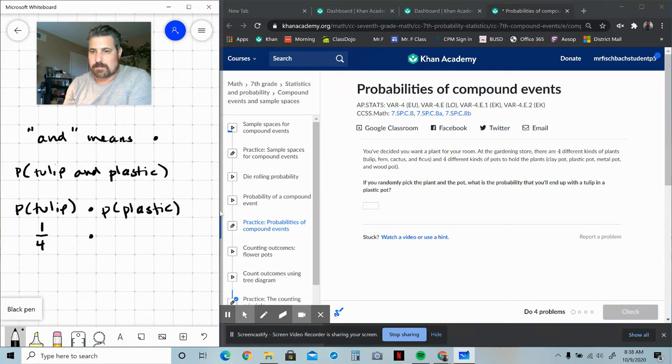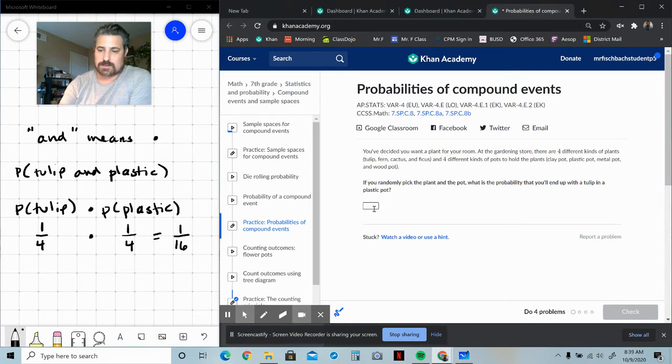And there are how many different types of pots? It says there are 4 different kinds of pots: the clay pot, plastic pot, metal pot, and wood pot. So that's also a 1 out of 4 chance of getting a plastic. So it's really just 1/4 times 1/4, which is 1/16. So the answer here is literally just 1/16. That's how easy it is. You don't need to make a table for this. You don't need to make a tree for this. Just multiply the 2 probabilities together.